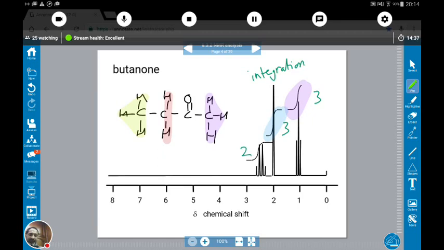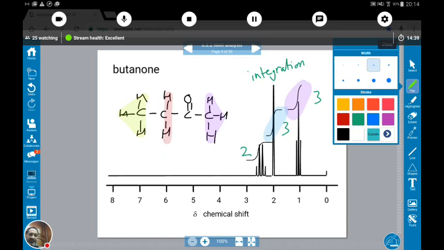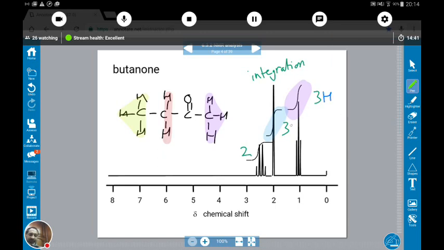And what does that mean? Well, the 3 represents 3 hydrogens here, 3 hydrogens here, and 2 hydrogens over here. So just by looking at the height of this line, I know how many hydrogens that is responsible for.